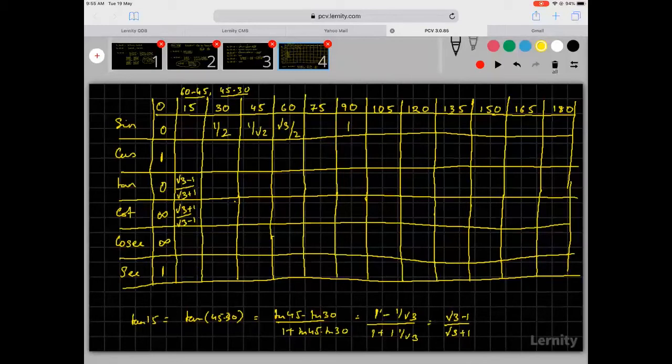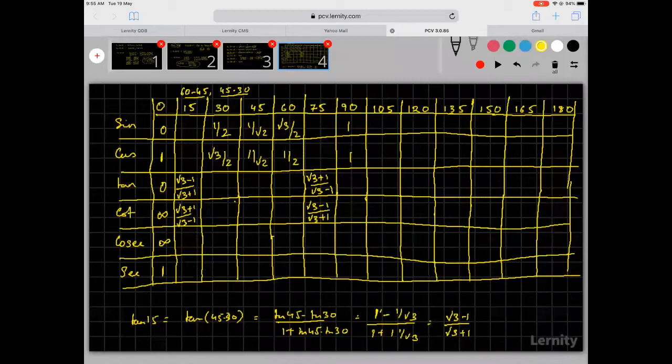Cos 0 is this much. Cos 30 is root 3 by 2, then 1 by root 2, 1 by 2. This is 1. So tan 15 you found out. Cot 15 will be same as tan 75. So tan 75 here will be root 3 plus 1 divided by root 3 minus 1. So this value will become root 3 minus 1 divided by root 3 plus 1.